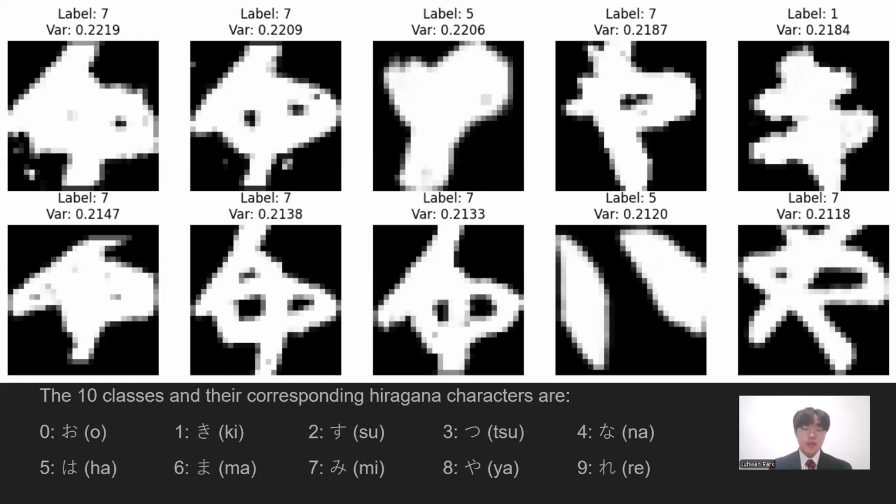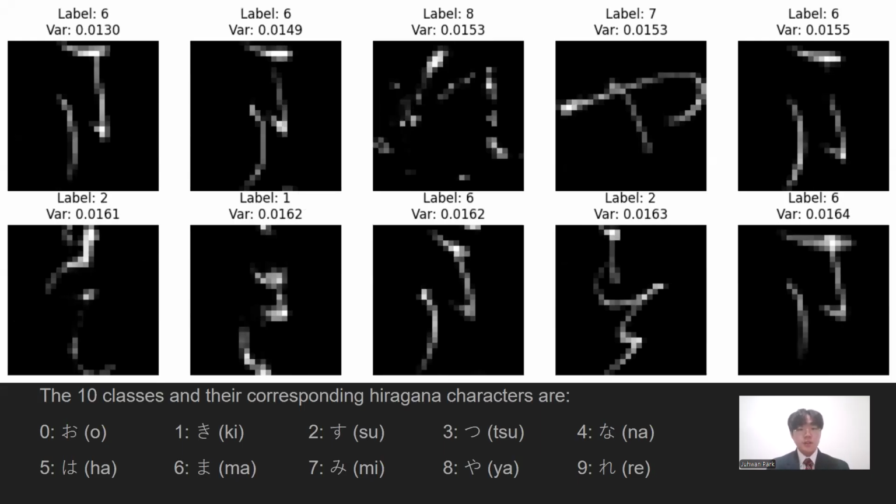So here are the top 10 images with the highest variances. In my eyes, they still look like Japanese characters, so they will be kept. Similarly, here are the top 10 images with the lowest variance. In this case, they also look like legitimate Japanese characters, so they will be kept.